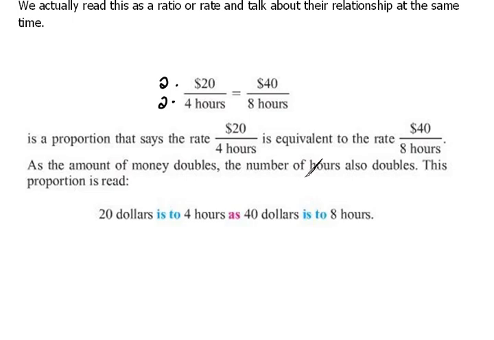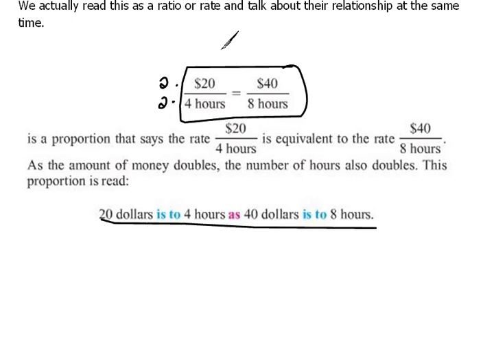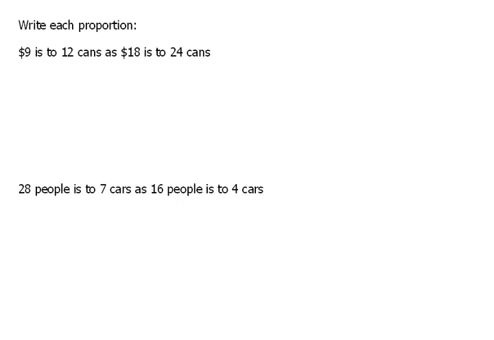Now, when we read proportions, we read it in this manner. This proportion up here reads as $20 is to 4 hours as $40 is to 8 hours. So the equals here is represented by the word as. Okay, let's write a couple of these and see how they work out.